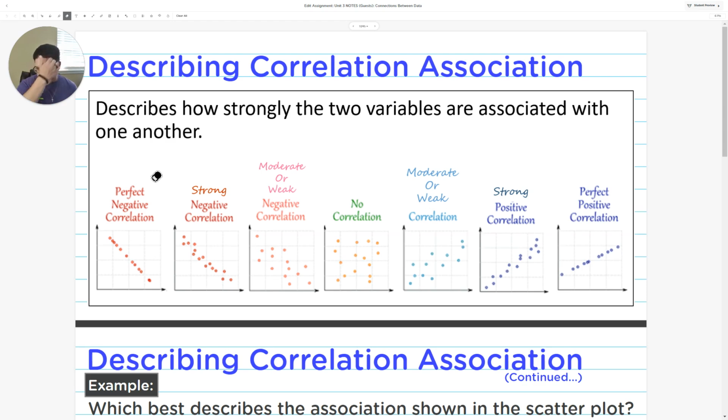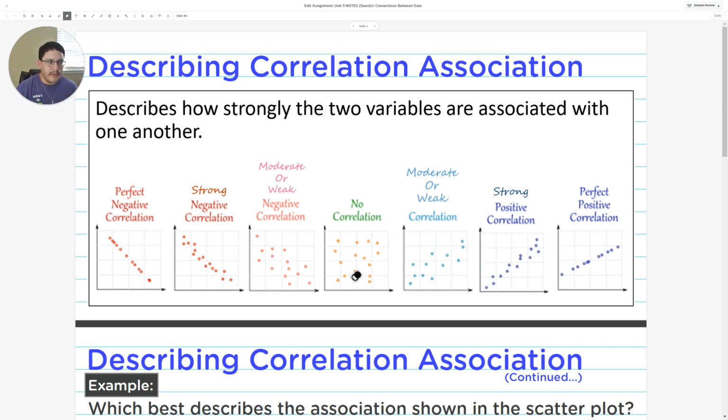So there are different ways to describe the different variations of correlation. We have perfect negative correlation at the left, meaning that it is a perfect straight line that goes downward. We have a strong negative correlation, which means it's not perfect, but the dots are very close-knit all throughout the graph.